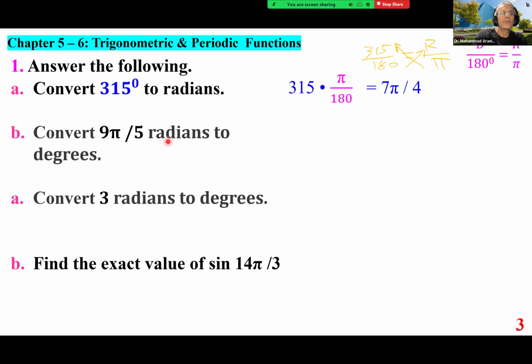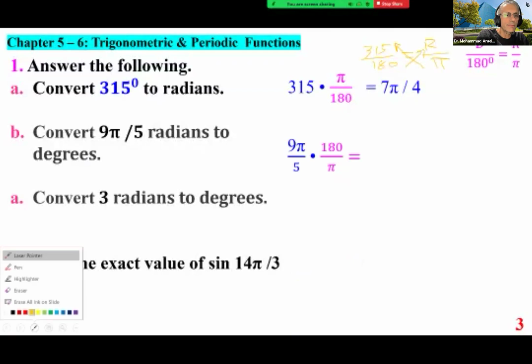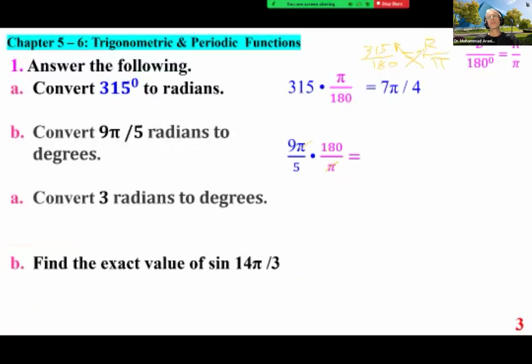Convert 9 pi over 5 radians to degrees. Then times the reciprocal of that, 180 over pi. Remember, 180 degrees is equal to pi. This ratio or this ratio, both are unit conversions, okay? And so when you do that, the pi cancel out, of course. 180 is divisible by 5, 9 times 36 gives you 324 degrees.